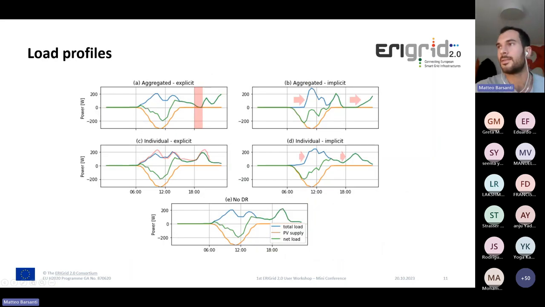Just to show that the co-simulation design that we proposed was working as expected, we can see that in the end the load curve is adapted according to the signals. For instance, in the aggregated explicit scenario, the peak that we are observing here was shifted later in the evening. When we apply it at the individual level, the change is lower and more distributed. For the aggregated implicit strategy, we have an increasing peak during midday in order to benefit from the surplus of generation from PV. And if you apply it at individual level, this change is reduced.